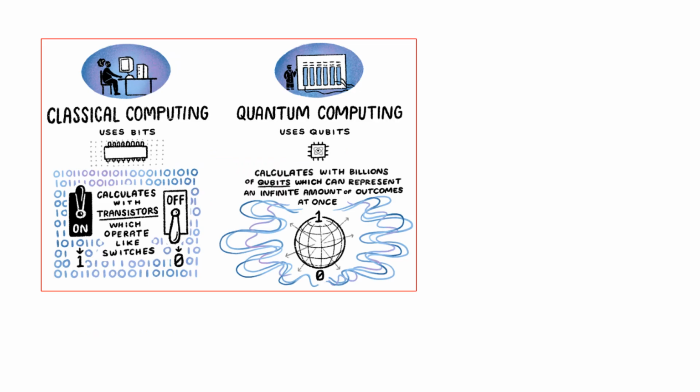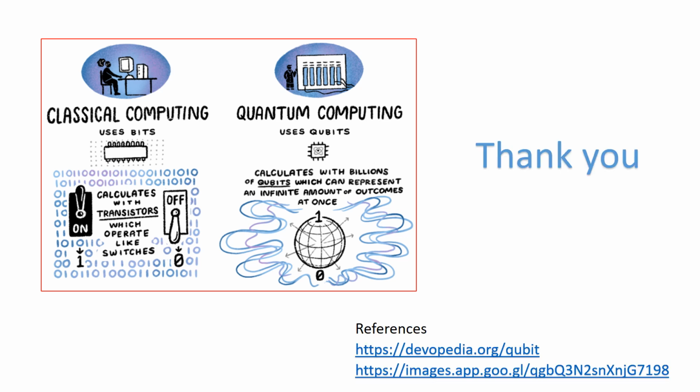To summarize this video, using classical computing, the outcome can be either on or off, that is 1 or 0. Whereas quantum computing using qubits can give an infinite amount of outcomes simultaneously at the same time. Check out these references for more understanding of quantum computing.